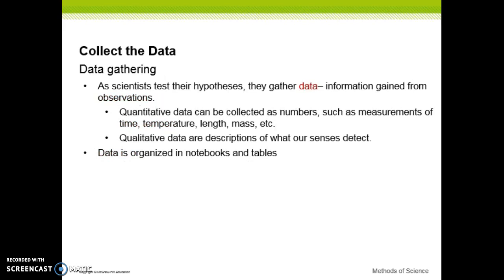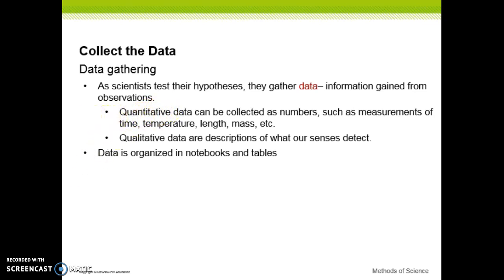Data gathering. As scientists test their hypothesis, they gather data, information gained from observations. There's two different types of data that I'm going to be asking you for all year long. And for many of you and for a lot of our experiments, it's either going to make or break your grade. And those two things are quantitative and qualitative data.